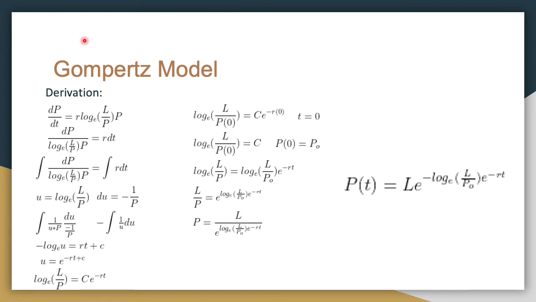Lastly, for the Gompertz model, the derivation begins with the equation dp over dt equals r times log base e, which is also the natural log, of (L over p) times p. And again, it's an ordinary differential equation that is separable. So you do the same process as before, and then you do the integral, and then you have to use u substitution to find the integral, and then that results in the equation p of t equals L times e raised to the negative log of e over L over p of naught times e to the negative rt.